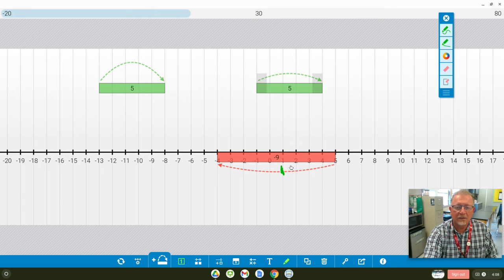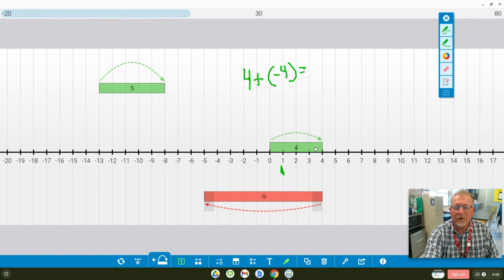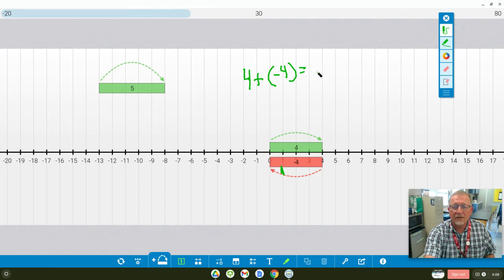So what if we had 4? Let's go in the positive 4 this time. We're going to say 4 plus a negative 4. What do you think that's going to be? Does that seem too obvious? If we went forward 4, we went to the positive 4, and now we're adding a negative 4. What's that going to take us back to? It's going to take us right back to 0. We went 4 in the positive, and then we went back 4 in the negative. 4 and negative 4.